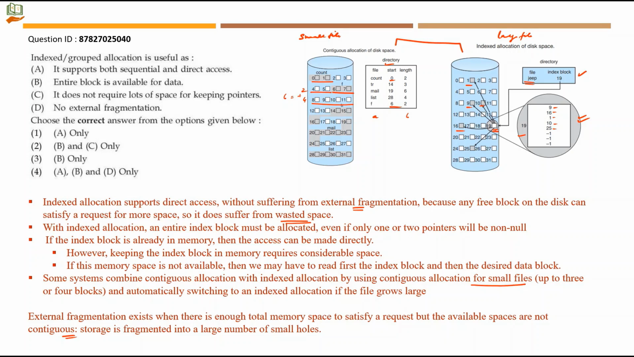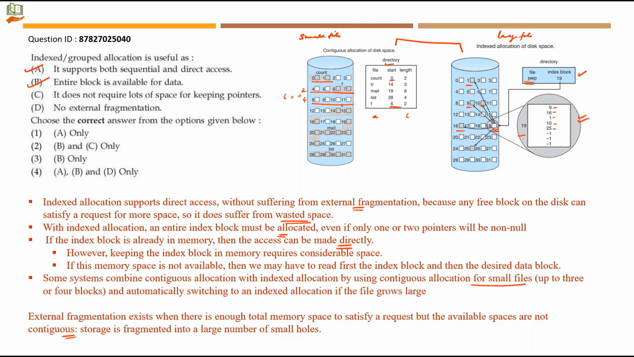So now we will see the options. It supports both sequential and direct access. Yes, it can access sequentially as well as it can access directly if the index block is already available in the memory. So both are possible. Option A is fine. Entire block is available for data. Yes, it is available. With index allocation, an entire block must be allocated here. So this is also fine.